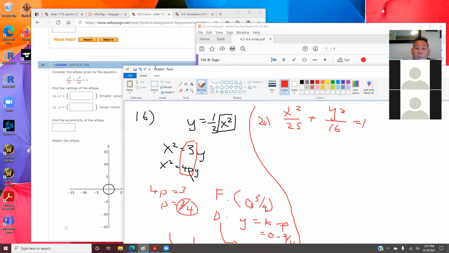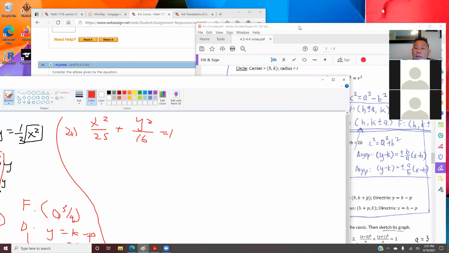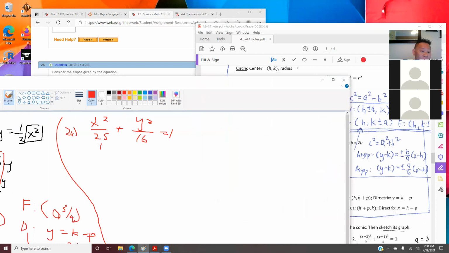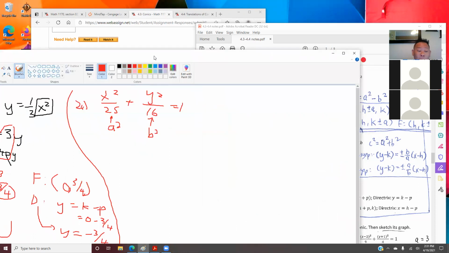If you look at the formula here for ellipses, you look at who is bigger, 25 or 16, and we know 25 is bigger. So that is your a squared, not a, and this is your b squared. A lot of students make the mistake of saying that is your a and that's your b. No, that's your a squared and b squared. The biggest one is your a squared, the smallest one is b squared. That is for ellipses. So in this case, a will be plus or minus 5, and b will be plus or minus 4.